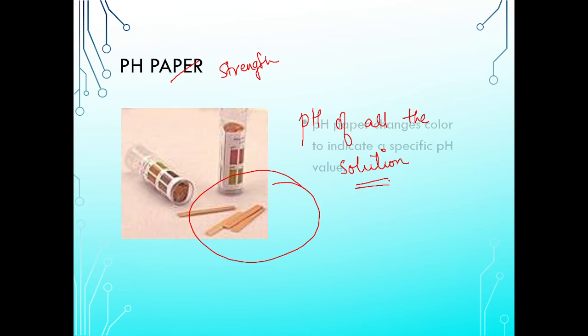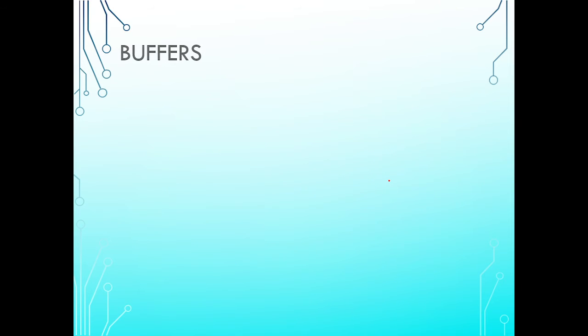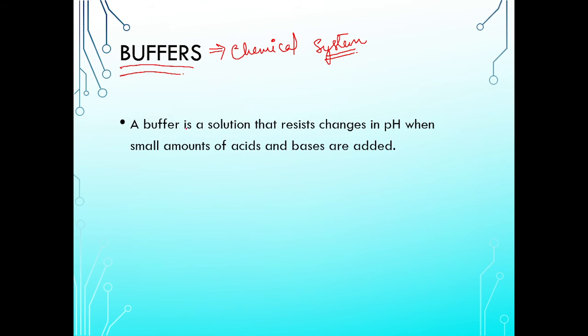Then one more very interesting topic which I have added here is your buffer. See, buffer is a chemical, or you can say a chemical system, in which we don't allow the system to change the pH. Okay, so we create an environment, that is, a buffer is basically a solution, where by the addition of a small amount of acid or base, we try to resist the change in pH.